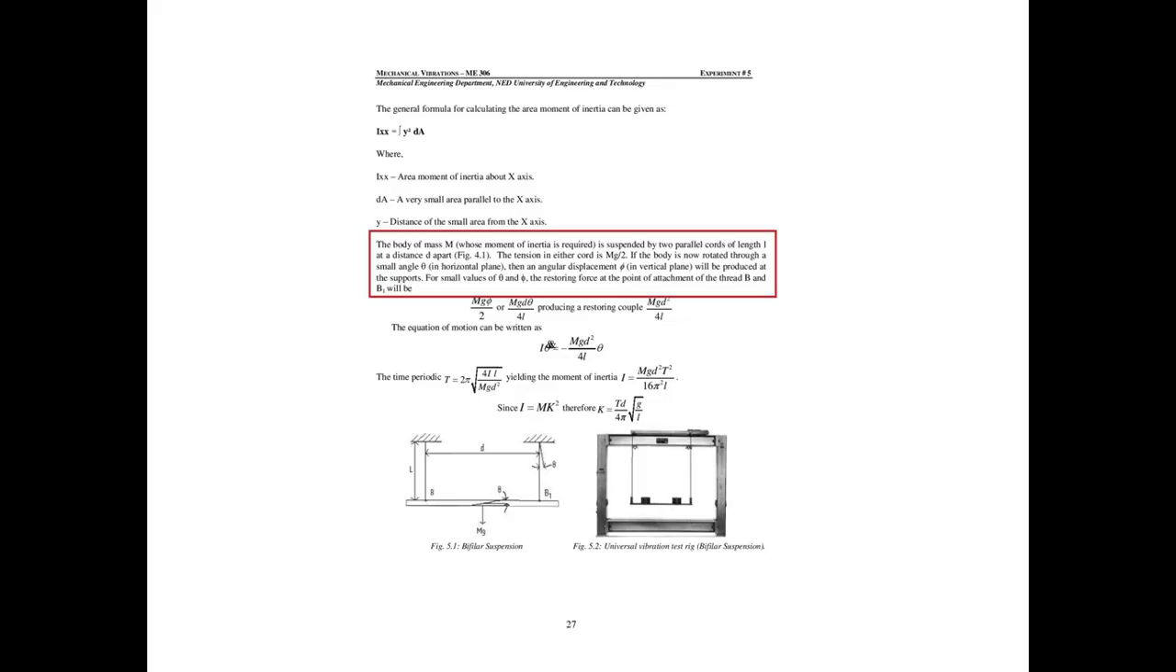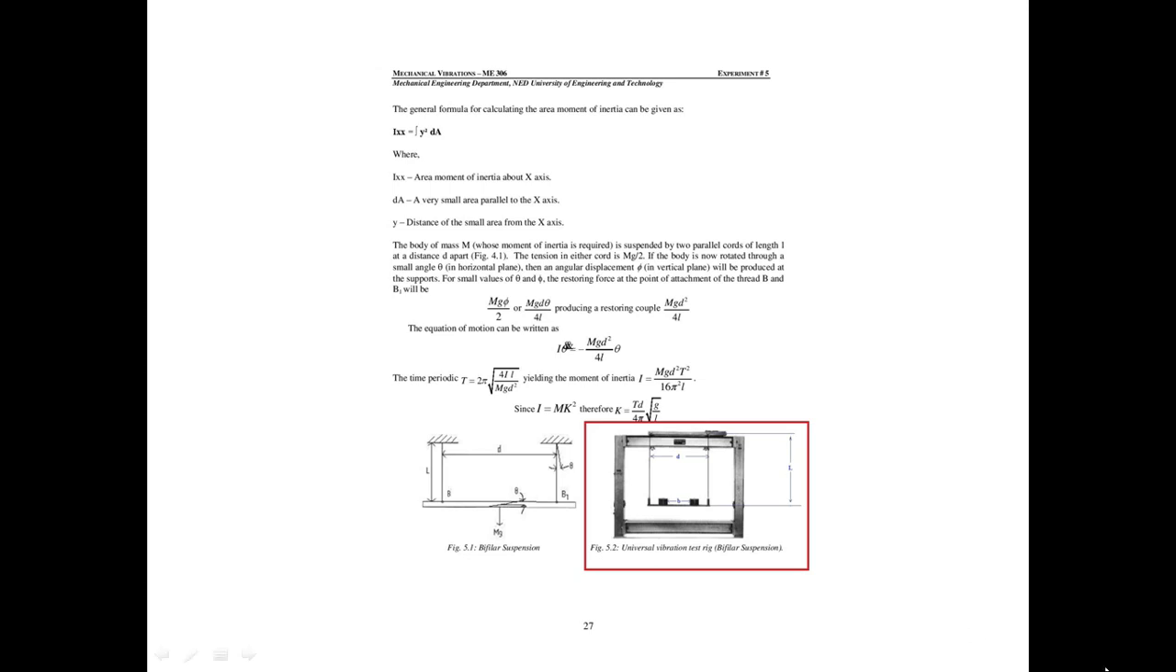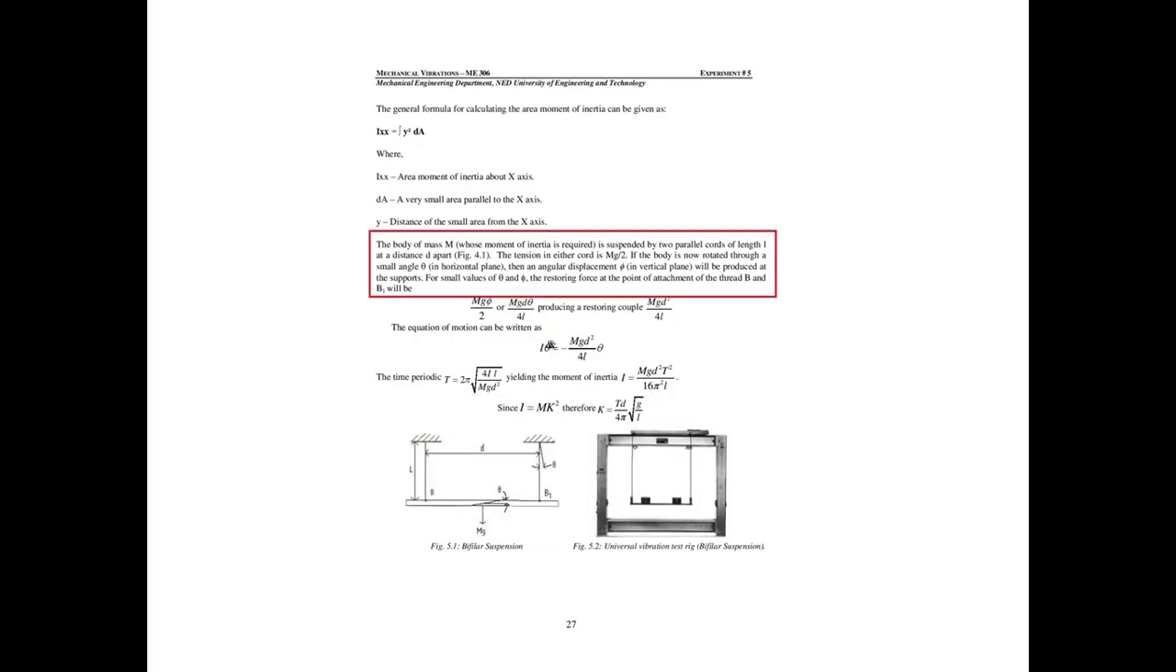The body of mass M, whose moment of inertia is required, is suspended by two parallel cords of length L at a distance d apart. So this is the length L, and this is the distance d between the two cords. In this case, our body is a rod. If we twist this rod, if we displace this rod by a small amount theta, then we can find the moment of inertia of this rod. The tension in either cord of the cable is equal to mg over 2.